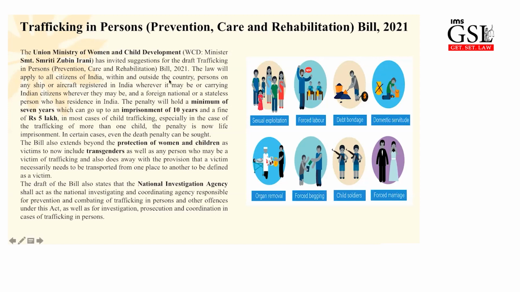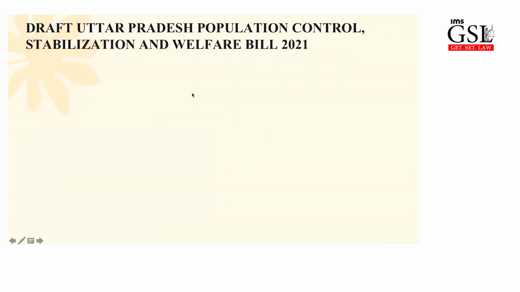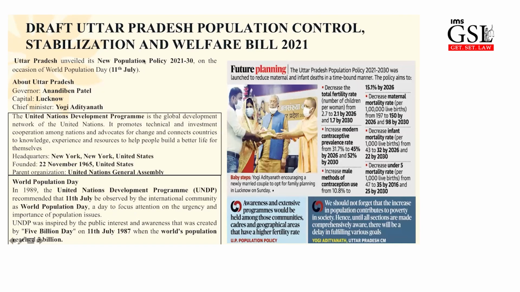All right, so this was the Trafficking in Persons Prevention, Care and Rehabilitation Bill, right? So, be it sexual exploitation or forced labor, debt bondage, domestic servitude, organ removal, forced begging, child soldiers, forced marriage, all of this will be taken care of. Okay, chalo, let's move.